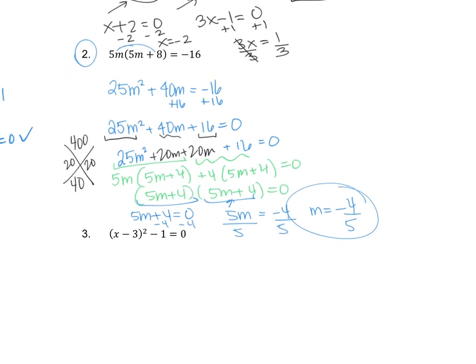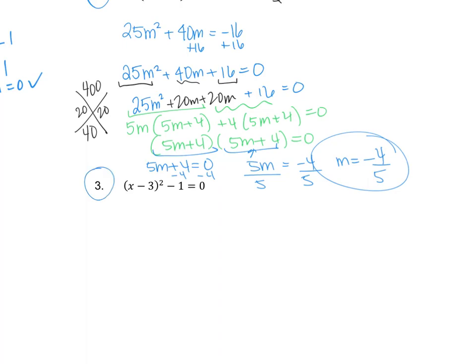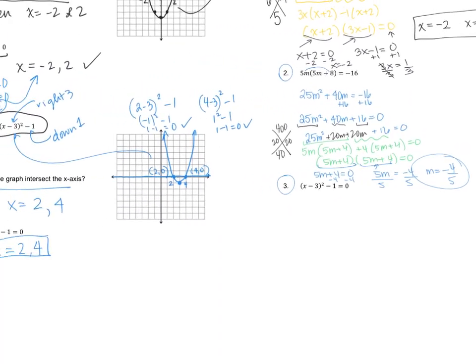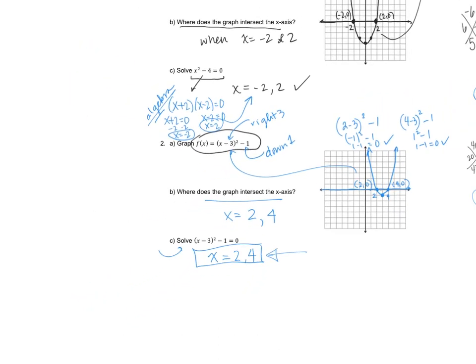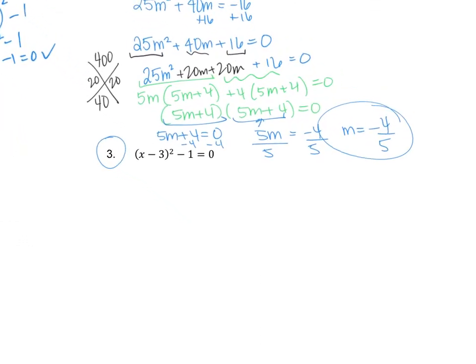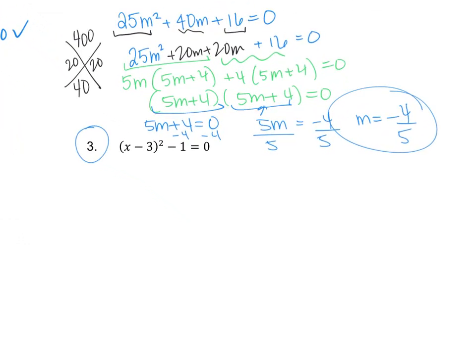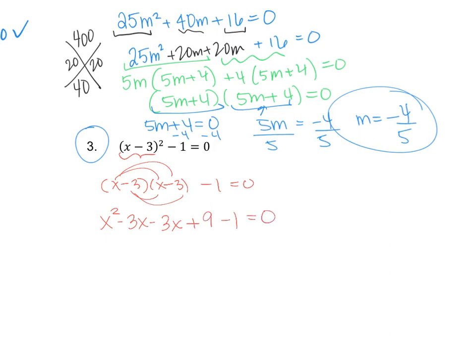All right, let's look at number 3. Now number 3, just to notice, this was actually the function that we graphed on the previous page. So we already know the answer is supposed to come out to be 2 and 4 based off of the graph. So let's see the algebra. For this one, we need to actually square out the x minus 3. That's x minus 3 times x minus 3 minus 1 equals 0. If we distribute this, we're going to get x squared minus 3x minus 3x plus 9 minus 1 equals 0. That's x squared minus 6x plus 8 equals 0.